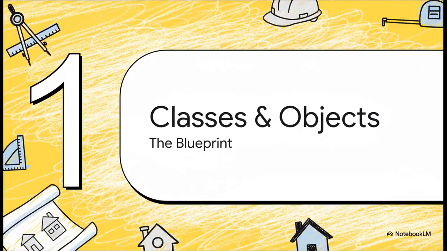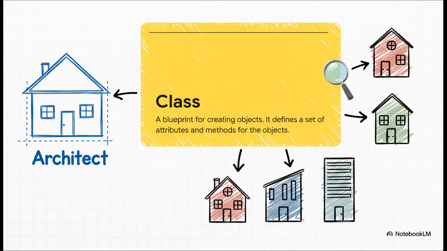All right, so let's start with the absolute foundation of OOP. Classes and objects. To really wrap our heads around this, let's just imagine for a second that we're architects. So first things first, you need a plan. In the world of OOP, that plan is called a class. Now, it's really important to get this. A class isn't the building itself. Nope. It's the detailed architectural blueprint that describes what a house should have. Things like rooms, doors, and a color.